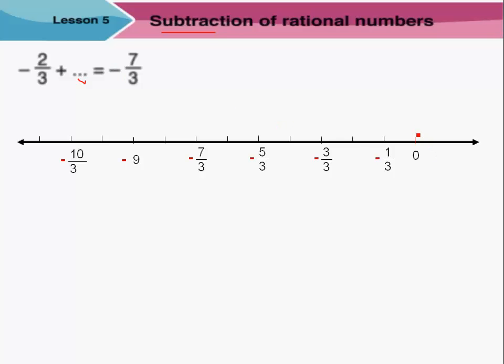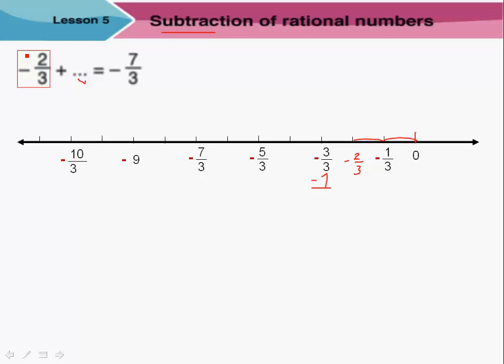So we will start from 0 here and make steps. Minus 1/3, this is the first step. The second one is minus 2/3. Third, minus 3/3, which is minus 1. Minus 4/3, minus 5/3, and so on.